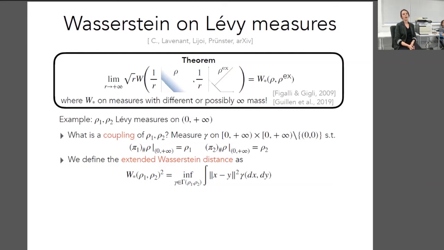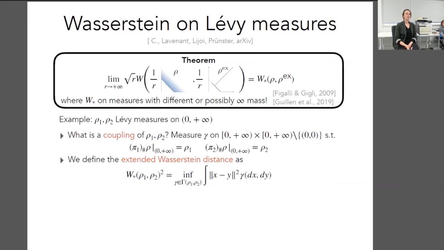I'll just say a few words on the case where the Lévy measures are supported on the real line, so between 0 and plus infinity. As we said, these Lévy measures typically have infinite mass around 0. So what is a coupling here of two Lévy measures? Well, it will be a measure on the upper right quadrant, basically, such that the push forward maps of the projections coincide with the two Lévy measures, ρ1 and ρ2 respectively. So this is nothing else but the measure theoretical equivalent, let's say, of the joint distribution having fixed marginals.